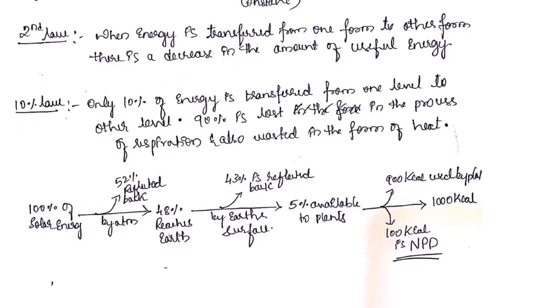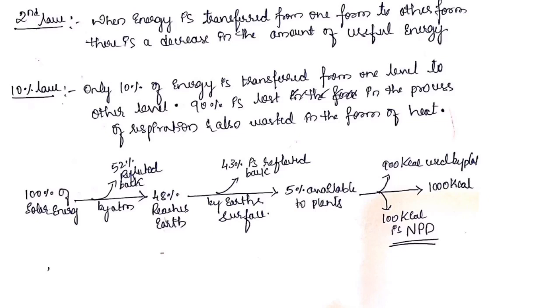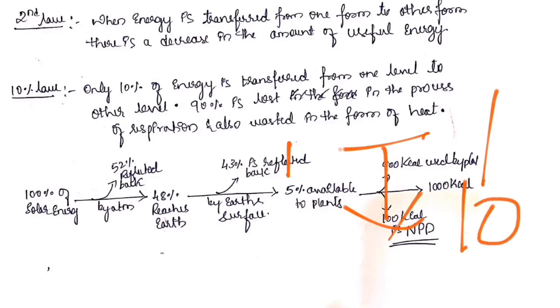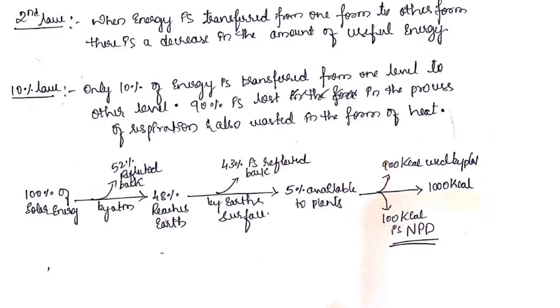And the third law is also called the 10% law. Only 10% of the energy is transferred from one level to another level. 90% is lost in the process of respiration and also wasted in the form of heat. When energy gets transferred from one form to another form, 90% is wasted and only 10% is transferred. This is known as the 10% law.